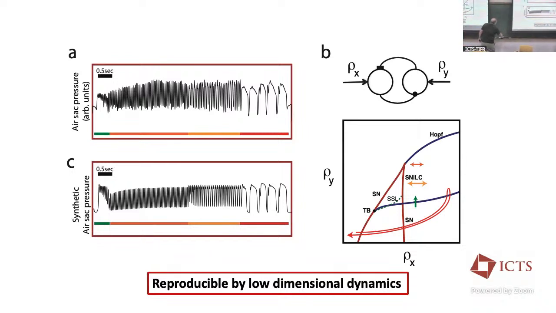I'm talking about a very simple dynamical system: x dot equals minus x plus the sigmoidal of rho x plus the input, which is the sum of x and y through some coefficients, and the same for y. And you drive it periodically, then you can reproduce exactly the same shapes that you see in the pressures of the canary.